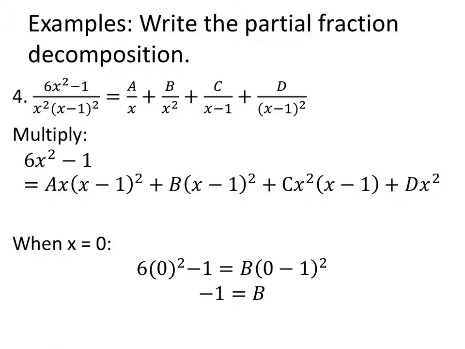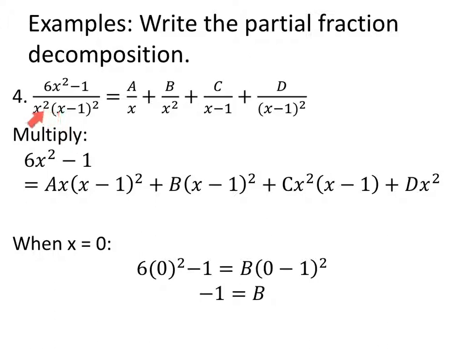Alright, now, does that always work? Do the zeros of the denominators always work? And the answer is no, unfortunately. If I have 6x squared minus 1 over x squared times (x minus 1) squared, notice that the linear factor of x is repeated, so A over x plus B over x squared. The linear factor of x minus 1 is repeated, so I have C over x minus 1 plus D over (x minus 1) squared.